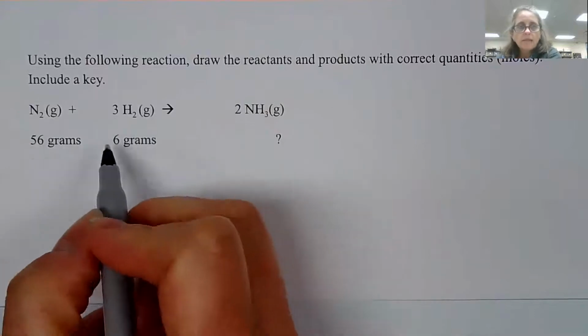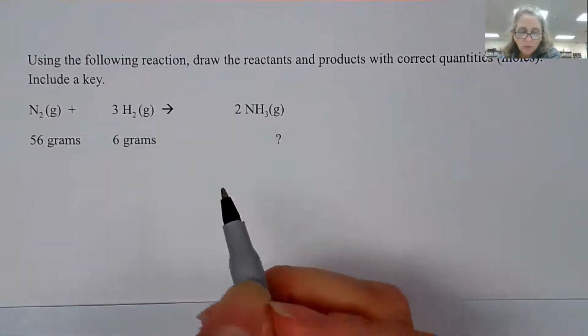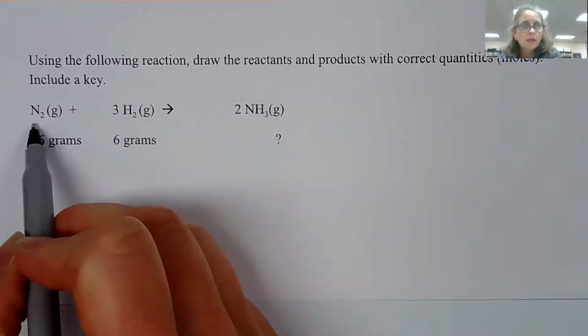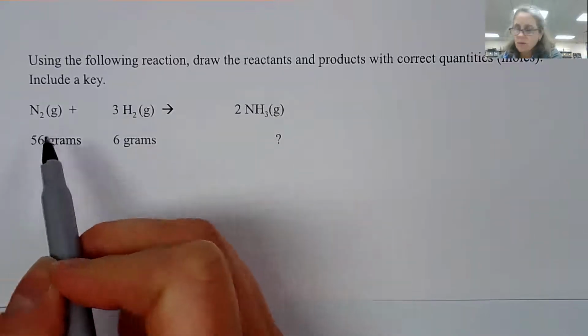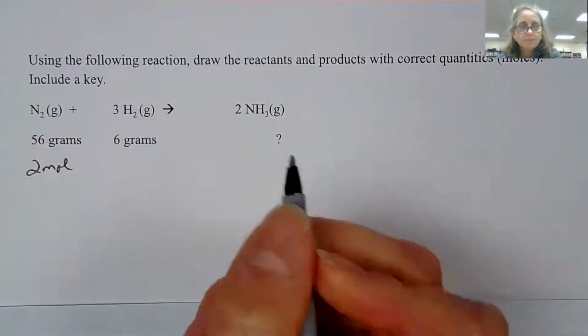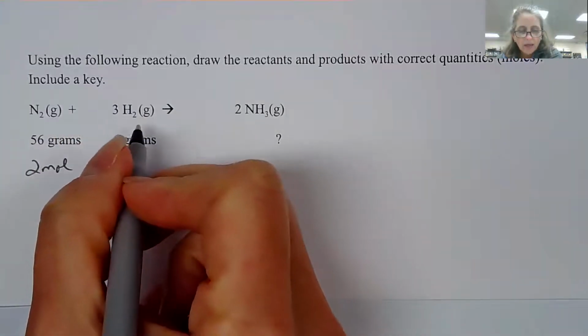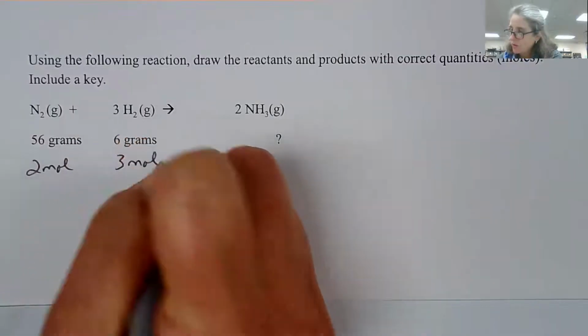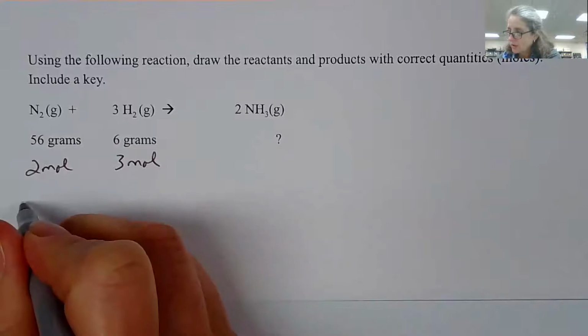So with all of these grams, I have to go to moles. So I divide the nitrogen, the 56 by 28, because that's the molar mass of nitrogen. So I end up with 2 moles of the nitrogen. And then I have 6 grams, so 6 divided by 2 gives me 3 moles. Again, just doing shorthand here.